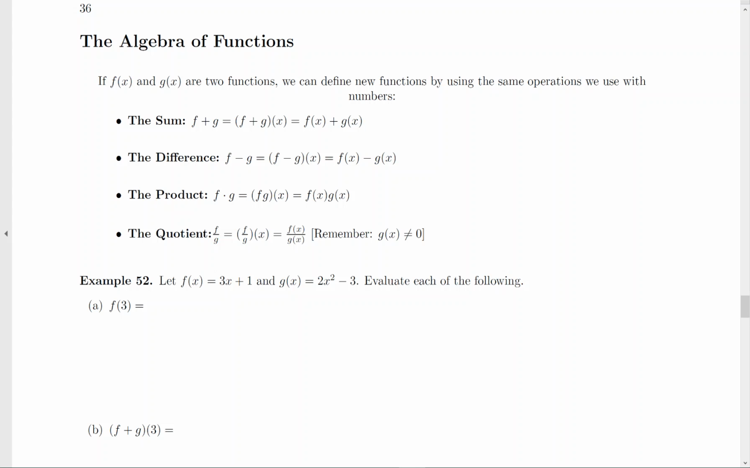Quotient means division, and we can see it as f divided by g, which is the same as saying f divided by g of x, which is also the same as saying f of x over g of x. And remember too that whatever the function is on the bottom, it can't be 0. In our case, g of x cannot be 0.